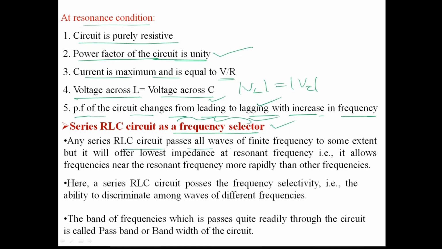Any series RLC circuit passes all waves of a finite frequency to some extent, but it will offer the lowest impedance at the resonant frequency. The lowest impedance comes near the resonant frequency, so the wave there it can allow. So only at that frequency it can allow the wave. Then a series RLC circuit possesses frequency selectivity and the ability to discriminate among waves of different frequencies. The band of frequencies which passes quite readily through the circuit is called the pass band or bandwidth of the circuit.